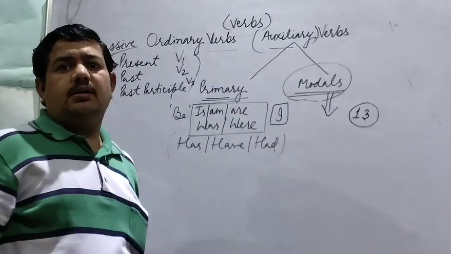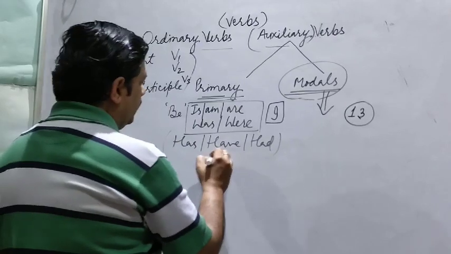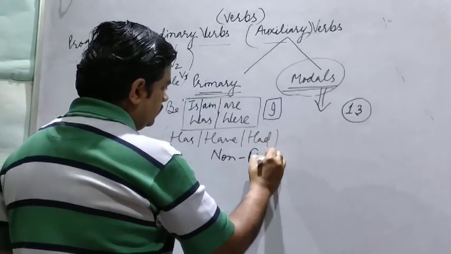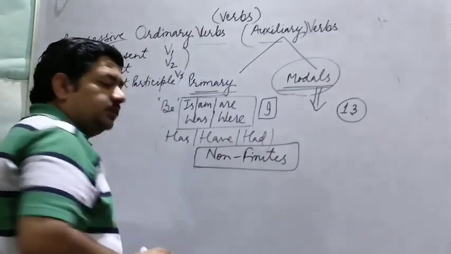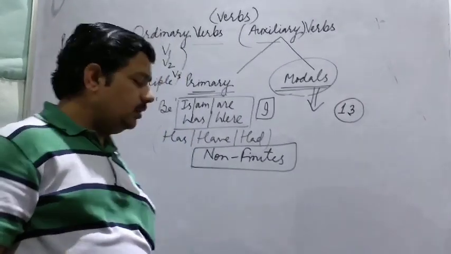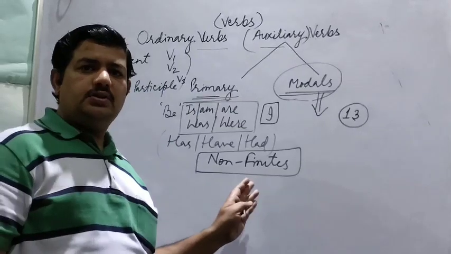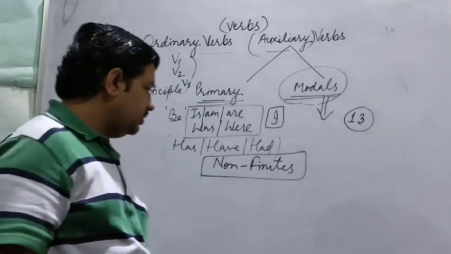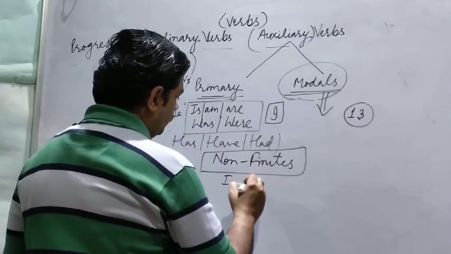Now one again remains there, and that is non-finite. Non-finite, about it I have already told you. Once again I am repeating. Non-finites are those verbs which do not change with the change in the subject. Listen, once again I am giving one example.